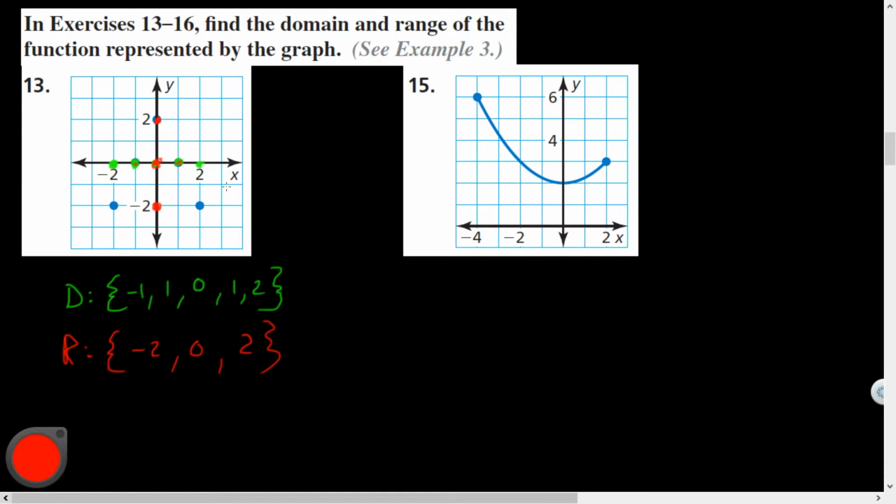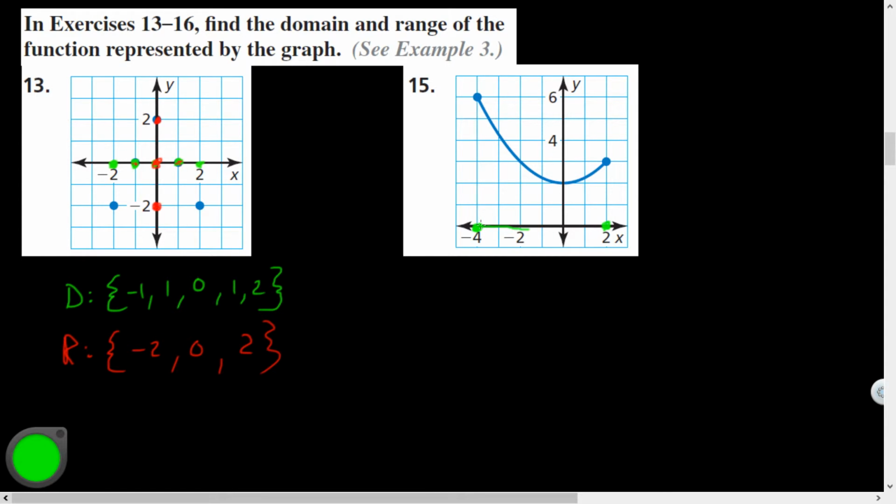So when I'm asked for domain and range from a graph, I'm just visualizing what x values occurred and what y values occurred. So let's see, domain for this. On the x-axis, it looks like -4 was a possible input all the way to +2.